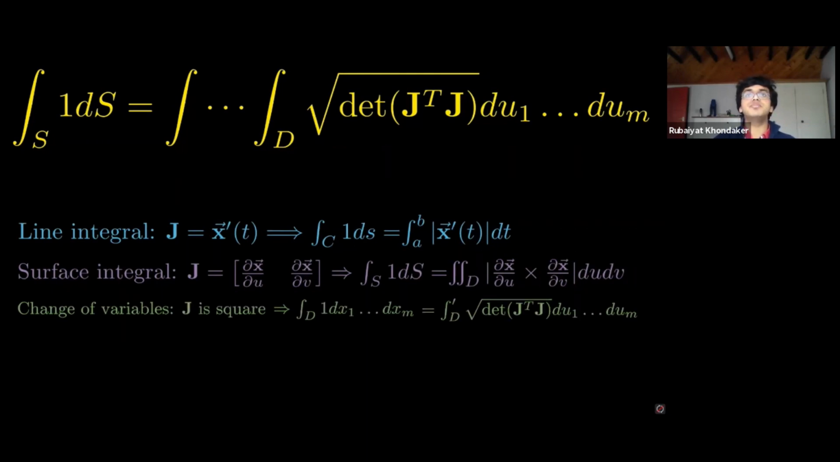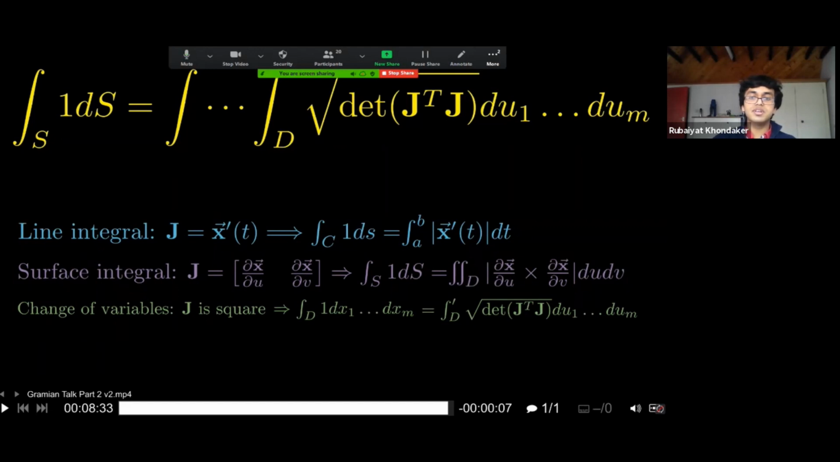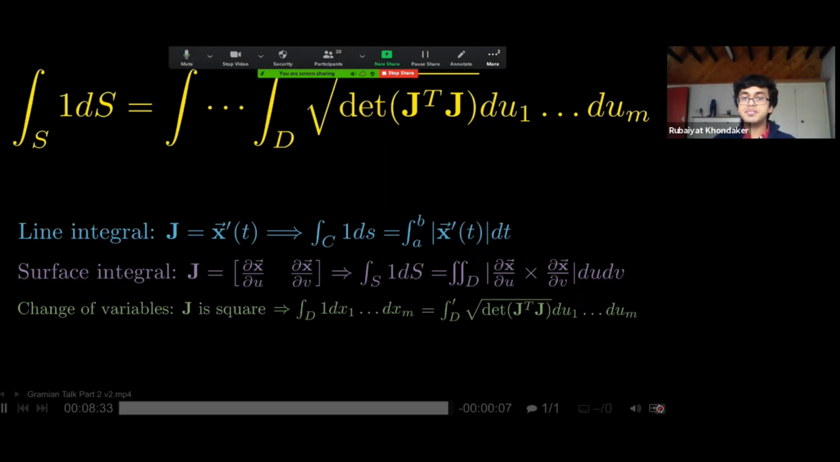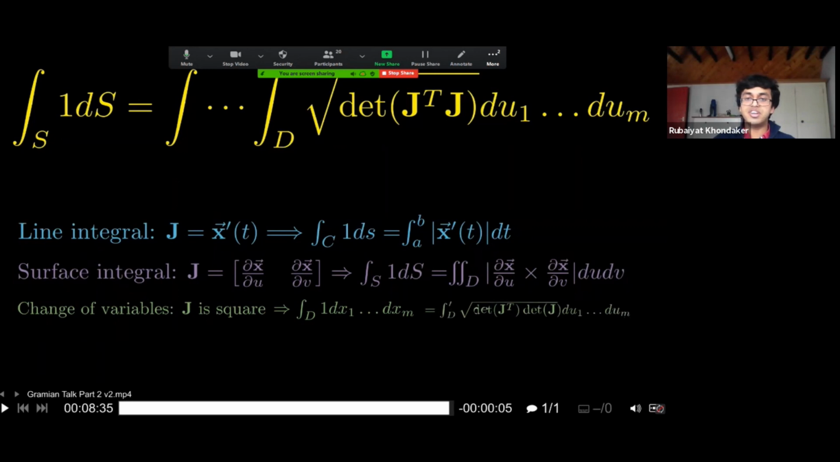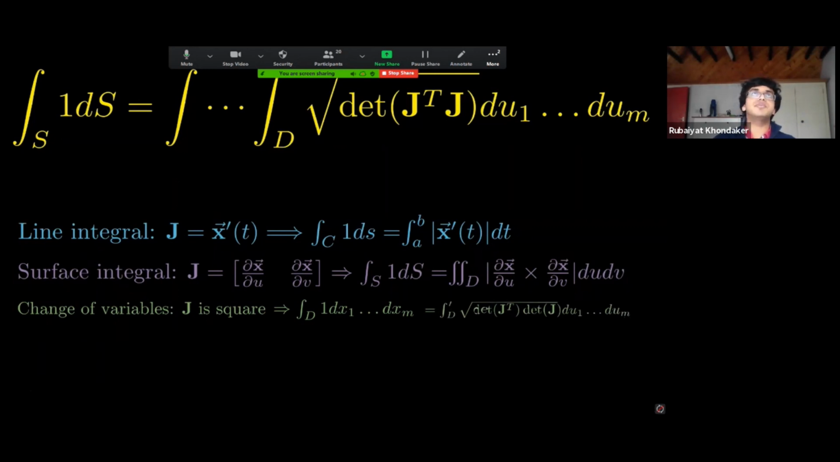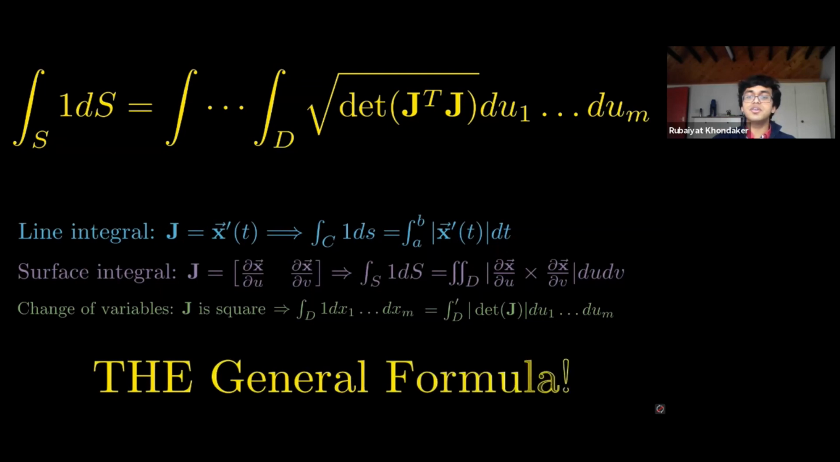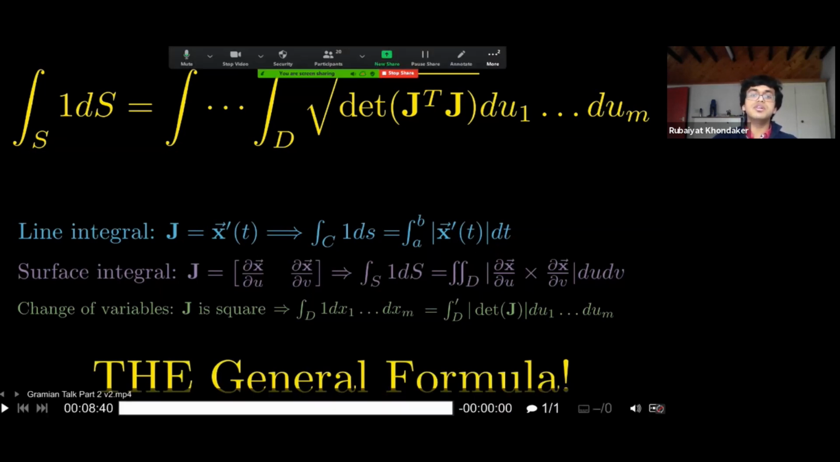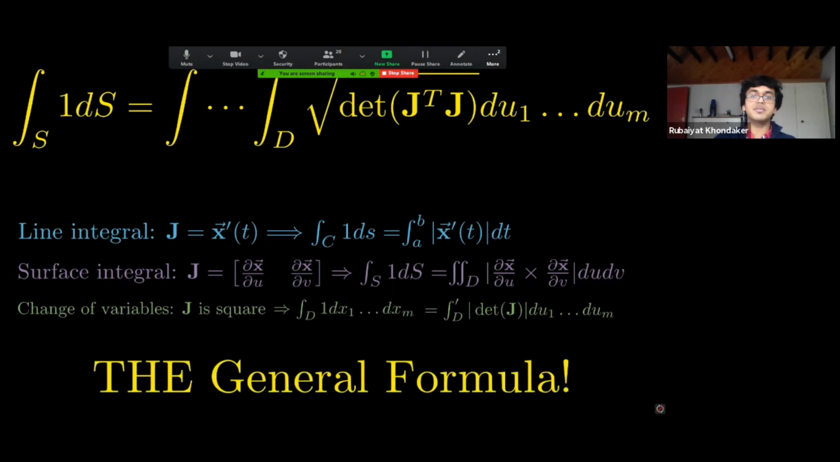And okay, if you're doing change of variables, then J is a square matrix, right? So what you can do is split this up into det J transpose J, det J transpose times det J, which is square root of det J squared, which is absolute value of det J, which is the change of variables formula. This is actually the general formula for doing integration where you parameterize a surface in terms of some other variables u1 up to un. Square root of determinant of J transpose J, where J is the Jacobian matrix of that transformation.